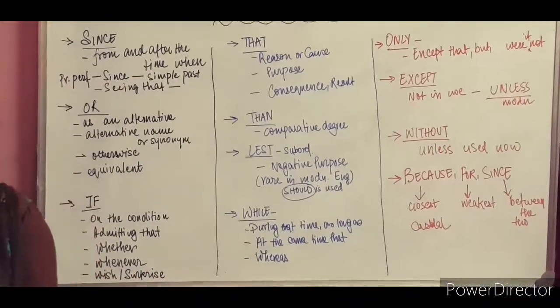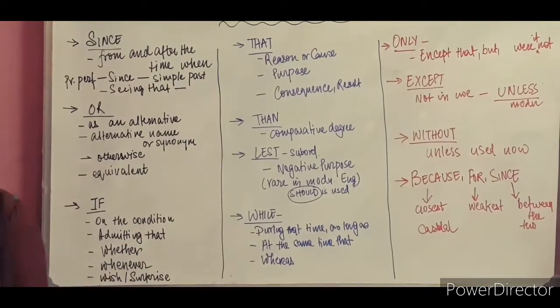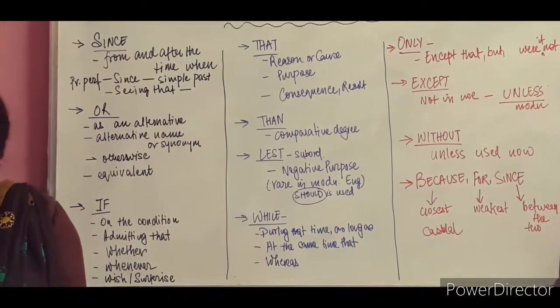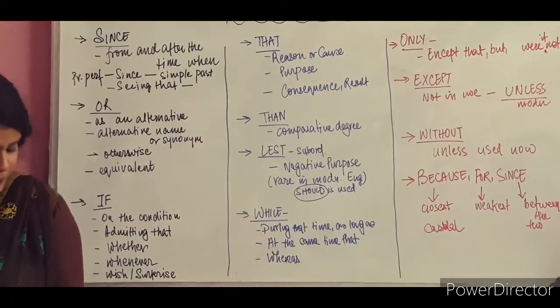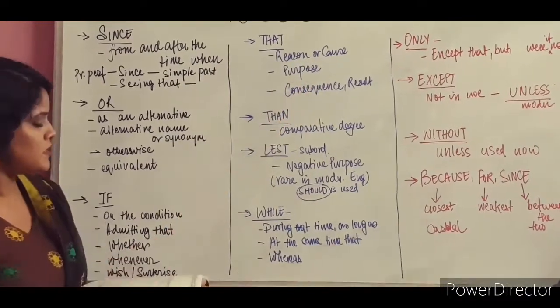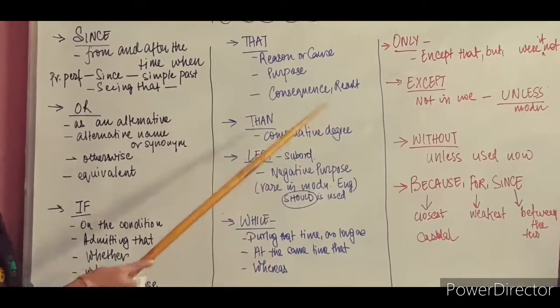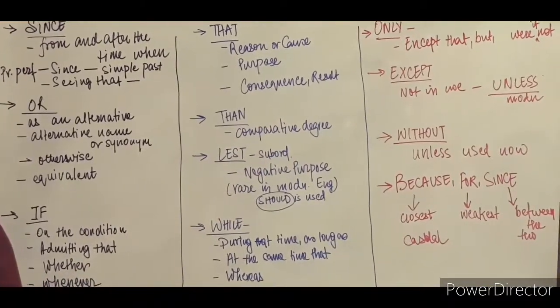We sow that we may reap. He kept quiet that the dispute might cease. Dispute might stop. Okay, so that is a purpose. Expressing the purpose. And the last one is the consequence or the result.